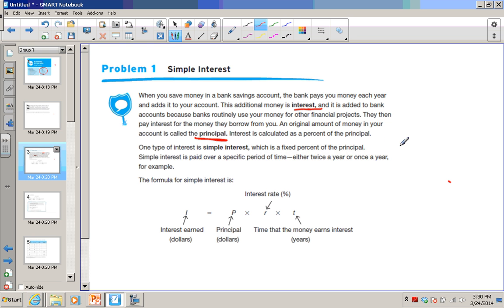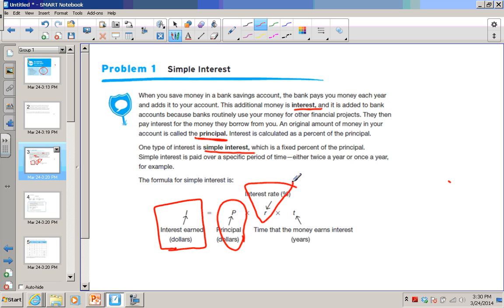Interest is calculated as a percent of the principal. One type of interest is simple interest, which is a fixed percent of the principal. Simple interest is paid over a specific period of time, either twice a year or once a year. The formula here is for simple interest. The I represents interest earned, as indicated here. The P stands for the principal in dollars. That's what you start with.